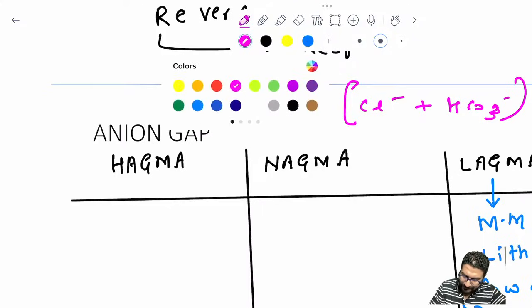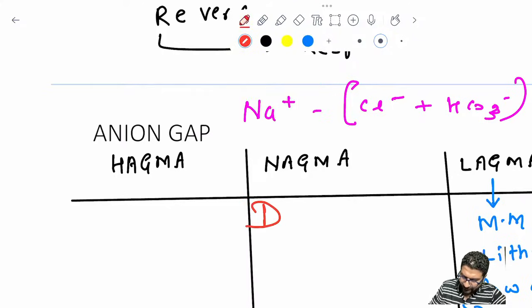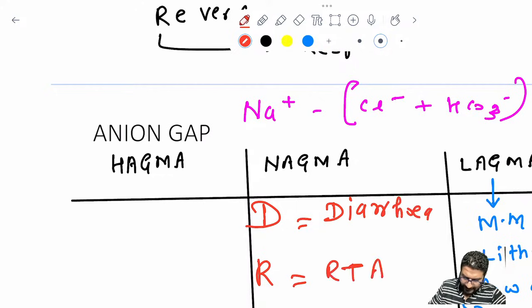NAGMA, normal anion gap, you can remember by mnemonic, that is called DRU. DRU means diarrhea, RTA, ureterosigmoidoscopy.